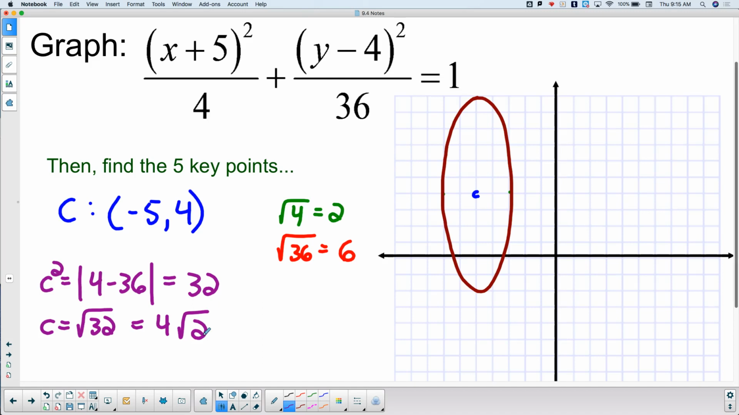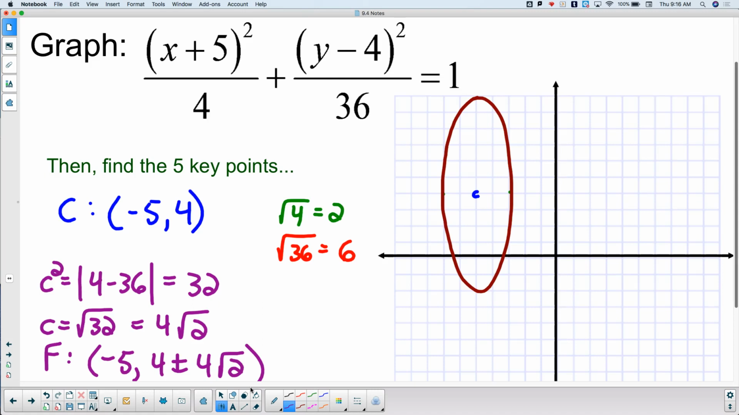Because where are the foci located? Always. So always on the major axes. So that's up and down is y. Yep, up and down is y. So we're going to add it and subtract it to the y. So the foci are going to be at -5 is going to stay -5, comma 4 plus or minus 4 square roots of 2. Right? Love it. Okay? That's correct.